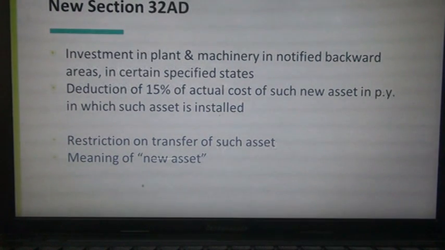Naturally, there are certain conditions, the predominant one being in respect of restriction on transfer of such new asset. Such asset will not be transferred by the assessee for a period of 5 years. If such an asset is transferred within a period of 5 years as notified, the deduction which is allowed earlier is going to be withdrawn. Meaning of new asset is it should be a new asset, it should not be second hand, it should be installed in the factory or the manufacturing location of the assessee. It should be plant and machinery, it should not be office appliances, etc. So basically whatever conditions are there for claiming additional depreciation, it's a repeat of those conditions for this section.